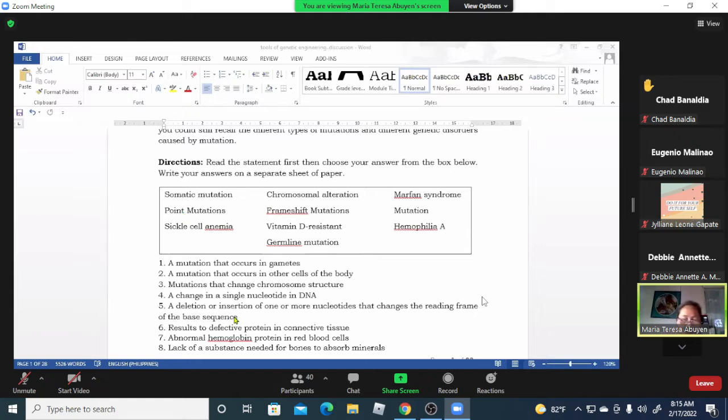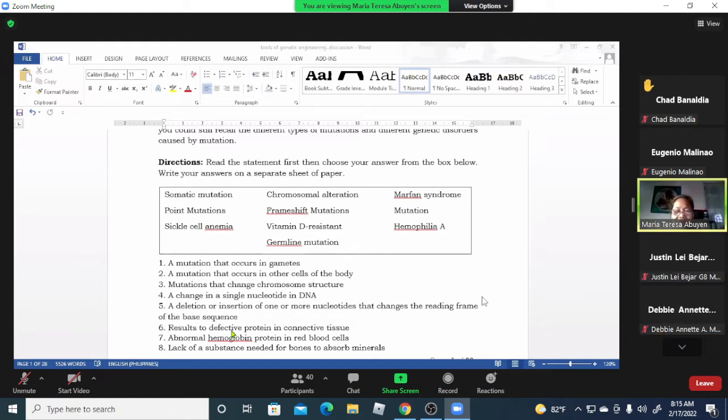Okay, so we go to number 6, which results in a defective protein in connective tissue. Marfan syndrome is correct. Marfan syndrome is caused by a defective protein in connective tissue.